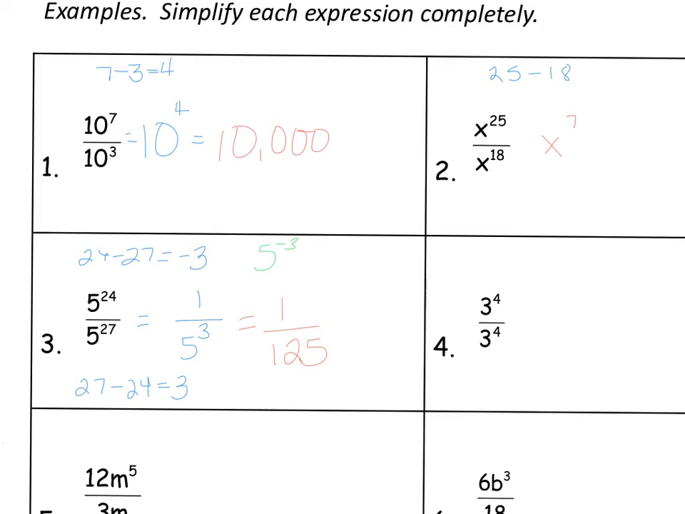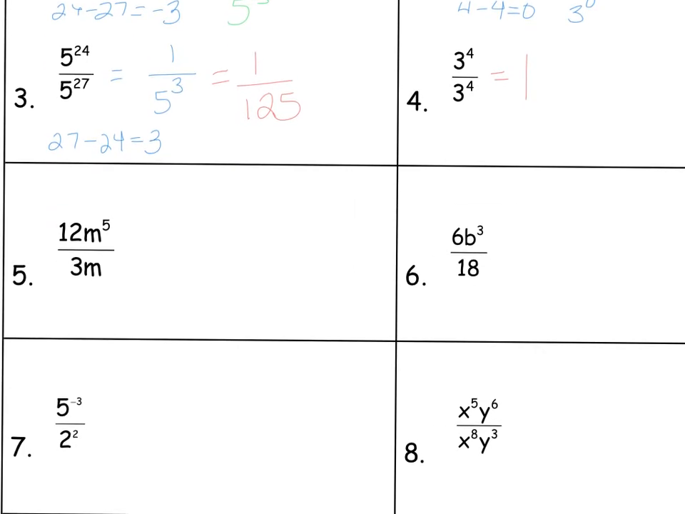Looking at 3 to the 4th over 3 to the 4th, we know that 4 minus 4 is 0, and we know what 3 to the 0 is, but we can also say that if we have 3 to the 4th on top and 3 to the 4th on the bottom, we're going to end up with 1 whole, because we have the same thing in the numerator that we have in the denominator.